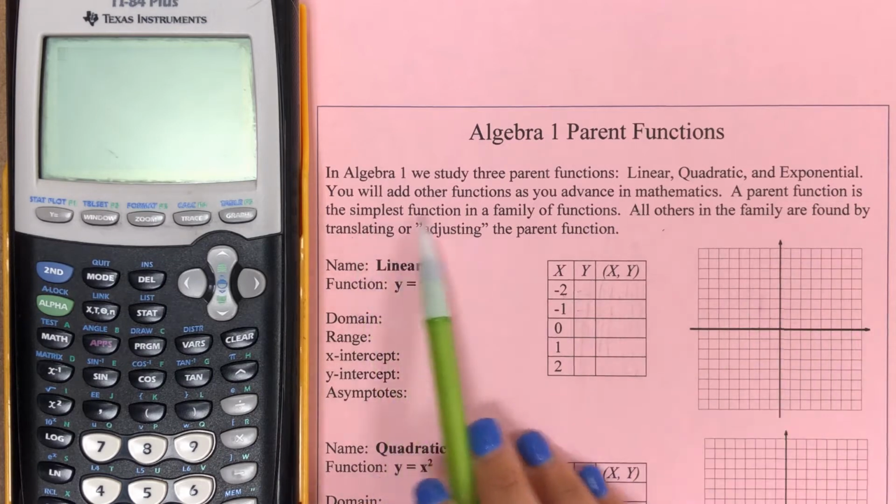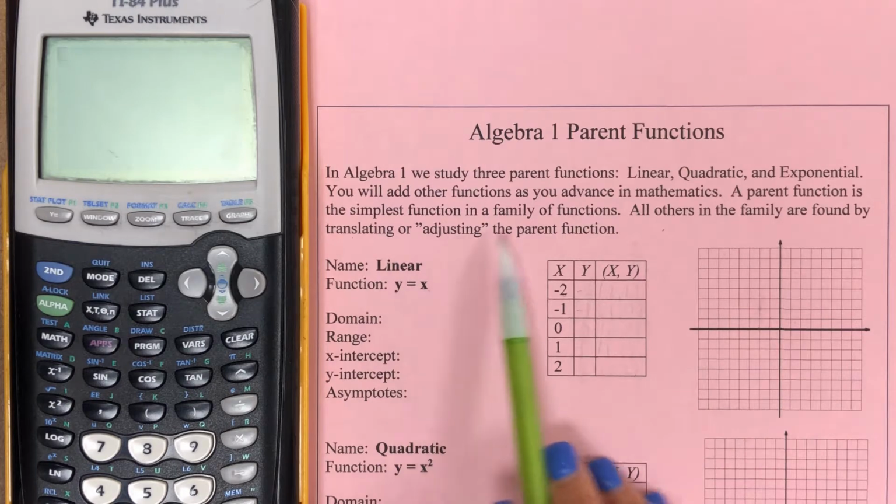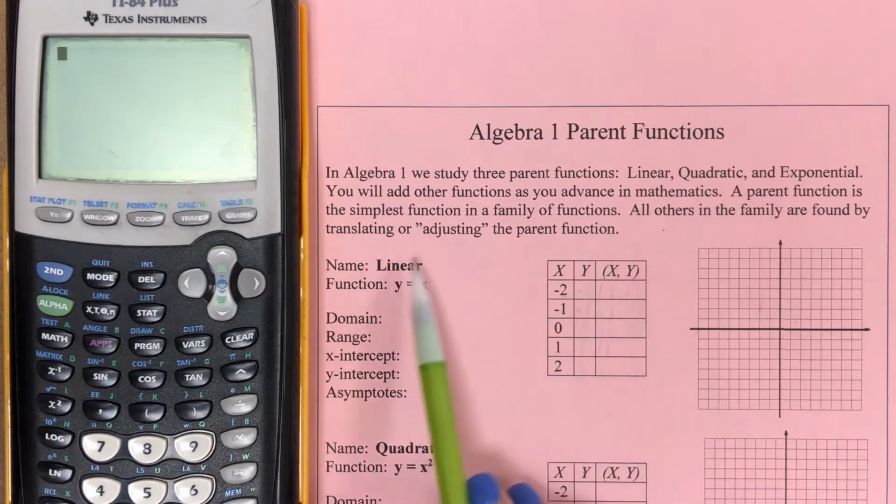So a parent function is the simplest function in a family of functions. All of the others in the family are found by translating or adjusting the parent function. So we're going to start with linear. Linear's equation is y equals x.